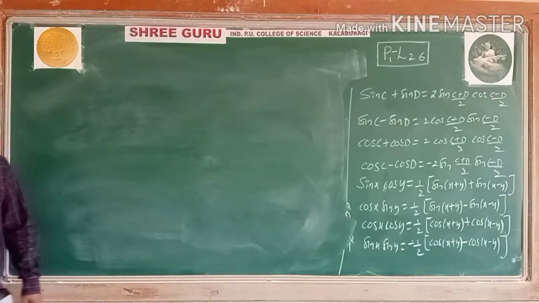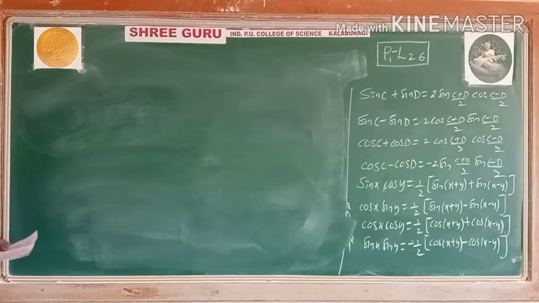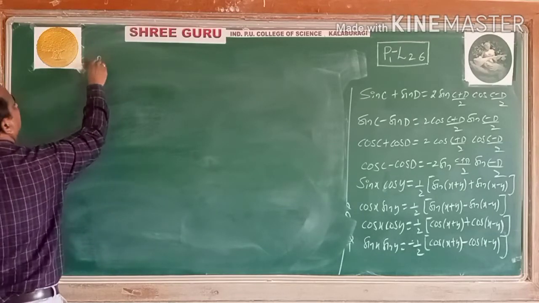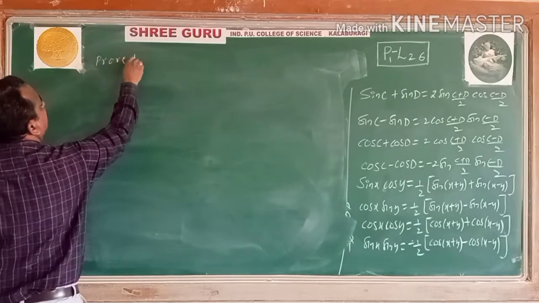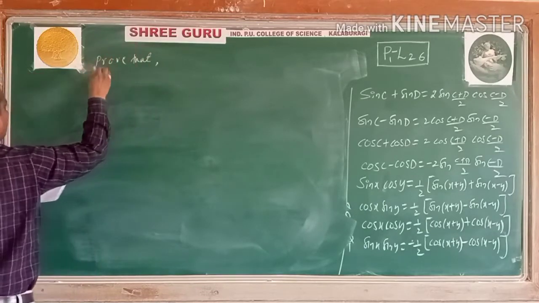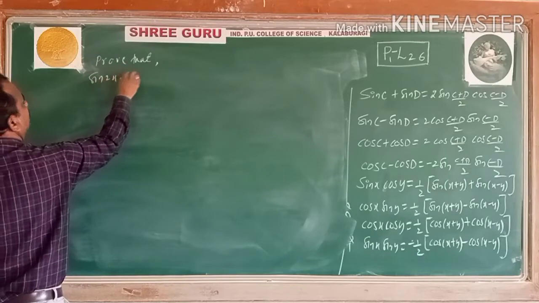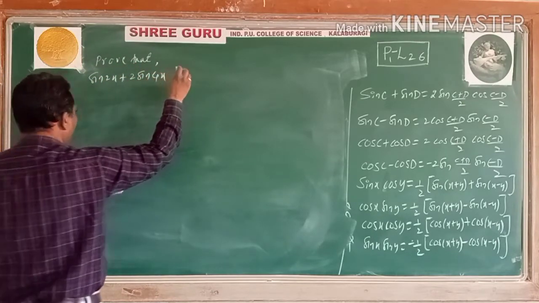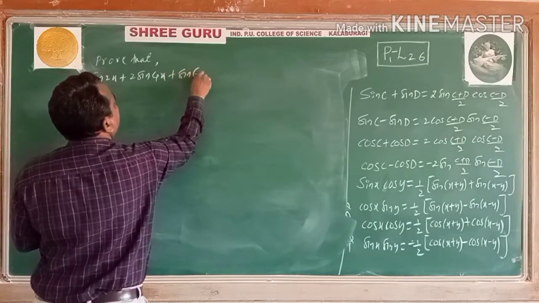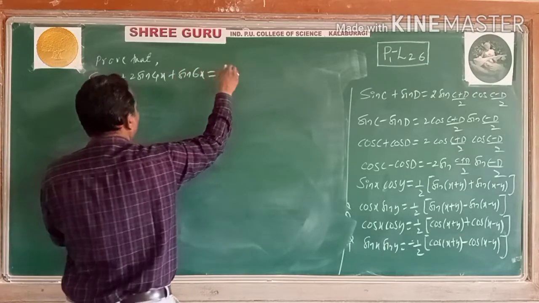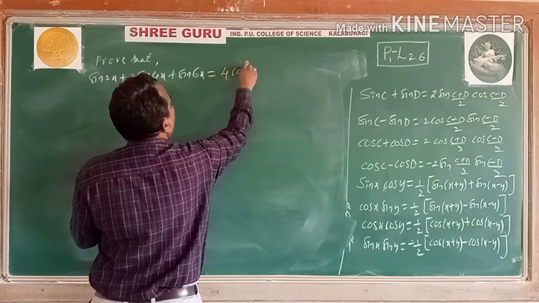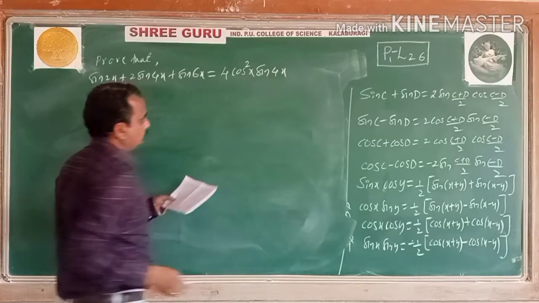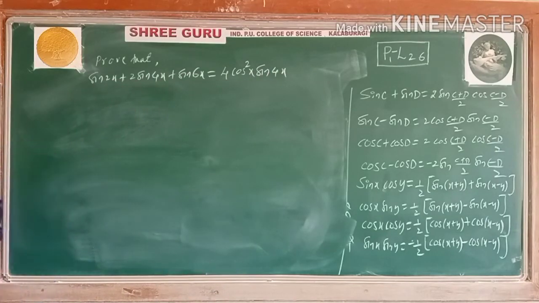Now see the next example. See this one straight. Prove that sin 2x plus 2 sin 4x plus sin of 6x is equal to 4 cos square x into sine of 4x.